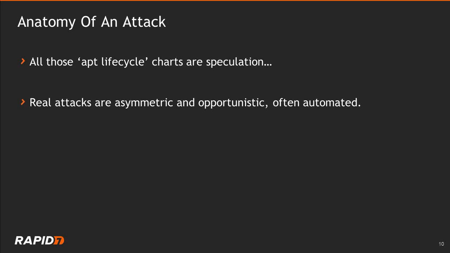So generally speaking, the app lifecycle charts tend to be speculation, and they're speculation based on what we have seen on the defensive side. The blue team guys will see, within the remediation process of dealing with certain types of breaches, certain types of repeatable things, but at a very high level, like get access and then maintain access, which is very general. So again, the real attacks are very asymmetric and very opportunistic.